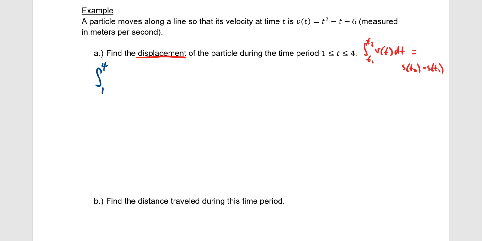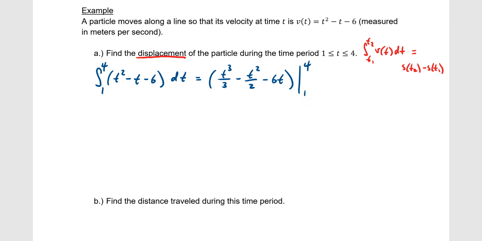So we go ahead, plugged in our lower bound of 1, upper bound of 4. Our velocity equation is t squared minus t minus 6 dt. And then all we have to do is just evaluate this definite integral. So we're going to find the antiderivative of each term, add 1 to the exponent, divide by that exponent, and then the antiderivative of 6 is 6t. Plug in our bounds, 1 to 4.